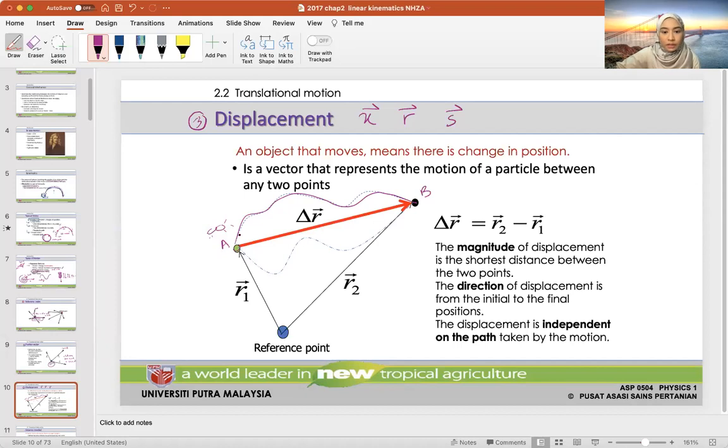The displacement of this semut is this guy. Arrow ni kita tak kisah dia jalan bengkang-bengkok ke, dia jalan macam ni ke, tak kisah. We just want to know what is the final and what is the initial. And the initial to the final is our displacement vector.